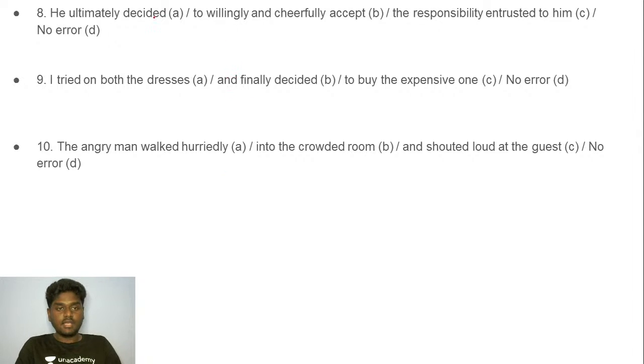What for the eighth one, guys? "He ultimately decided to willingly and cheerfully accept the responsibility entrusted to him." Is there any error? I would say there is no error in the eighth one. Everything is perfectly structured, right? So it is again option D. Undoubtedly, it is option D.